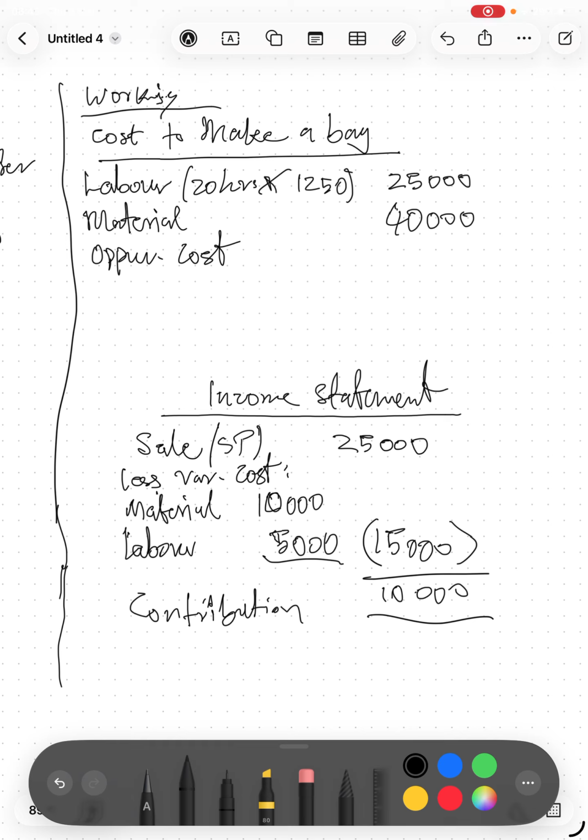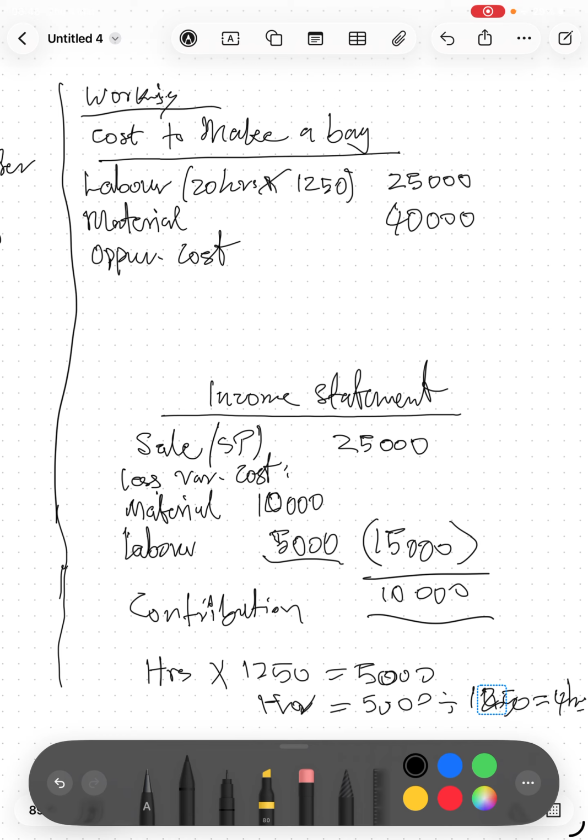So it's supposed to be how many hours times 1,250 will give me 5,000 naira. How many hours are there? So the hours will be 5,000 divided by 1,250, which will give me 4 hours. What it means is that there are 4 hours here. So it's supposed to be 4 hours times 1,250 will give me 5,000.